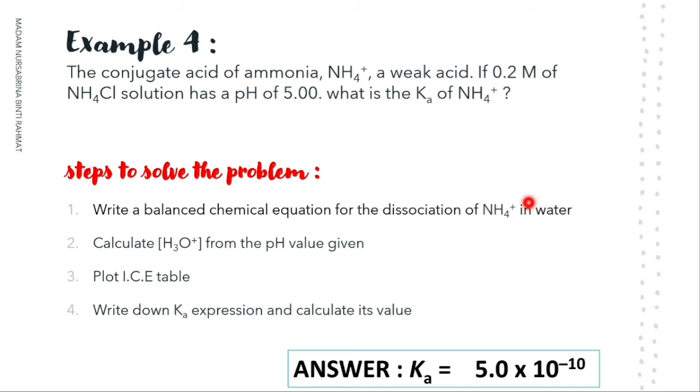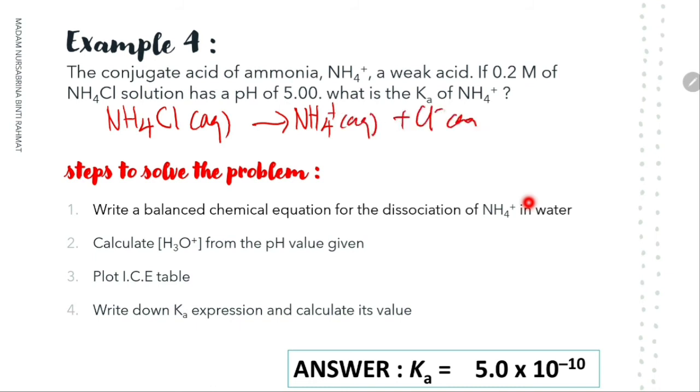If I write down the NH4Cl hydrolysis in water, which you're going to learn more about later on, it's a complete dissociation. If originally I have 0.2 molar of ammonium chloride, that means I'm going to have 0.2 molar of ammonium ion as well as 0.2 molar of chloride ion. You were asked to calculate the Ka, acid dissociation constant, of your NH4 plus.